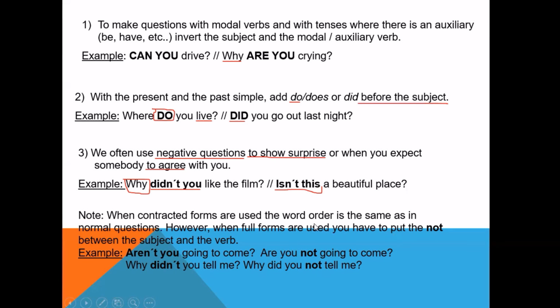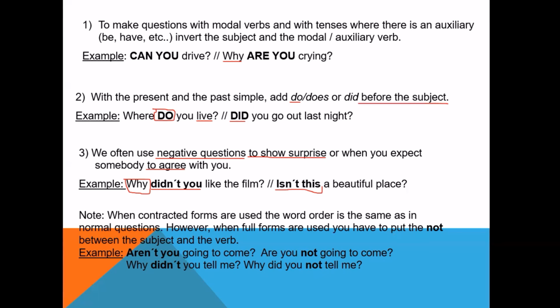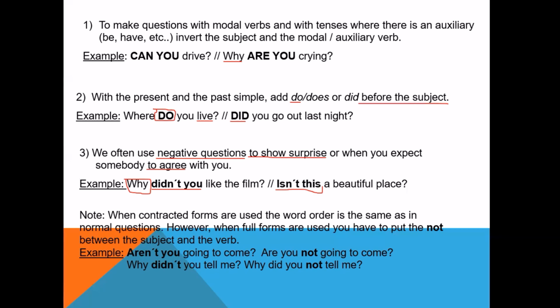The same idea as we have here in the first rule. Are you going to come? Yes, I am. No, I'm not. Oh, are you not going to come? Surprise. Okay. Why did you tell me? It was a secret. Now the not gives another meaning to the speech, right? Why did you not tell me? I think I could have helped you. Okay? We can explore more about negative questions if you wish.